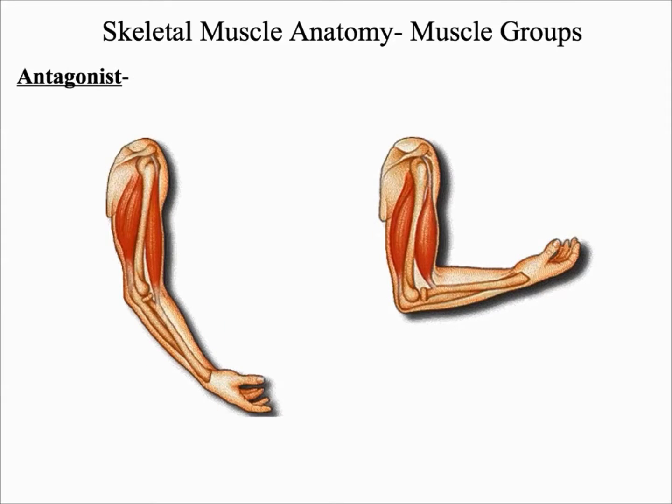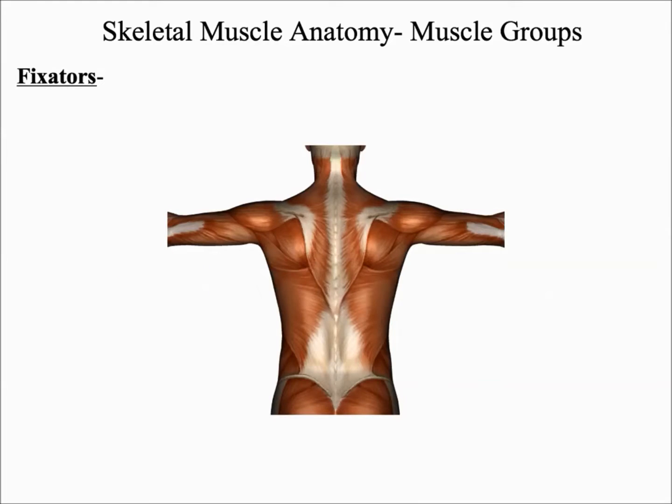The second group of muscles are called the antagonists, and the antagonists are muscles that oppose the movement of the agonist. So again, looking at our picture of flexion of the forearm, we've already talked about the bicep being the prime mover, the agonist, and the tricep now is the antagonist. It opposes flexion.